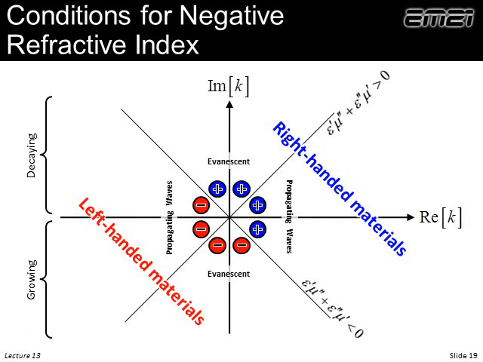So a lot more we could discuss here. My main point is really there's more ways to be left-handed other than having negative mu and epsilon. However, the focus really is on the negative mu and epsilon materials, the double negative metamaterials, because in principle they can be much lower loss.